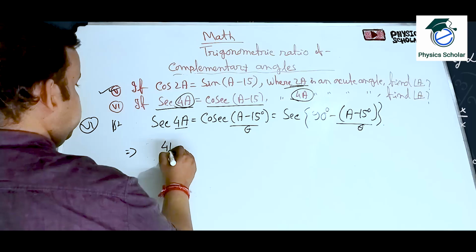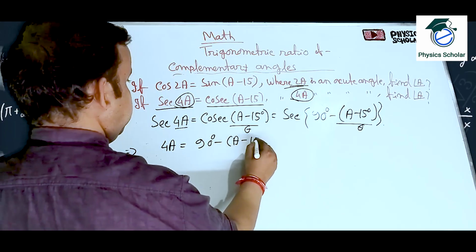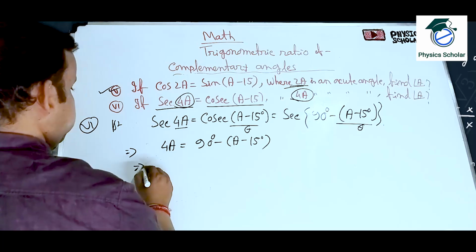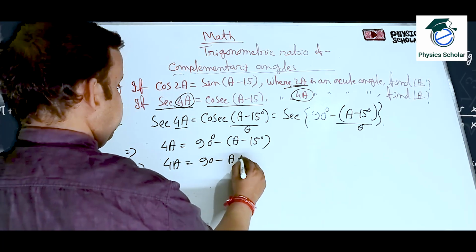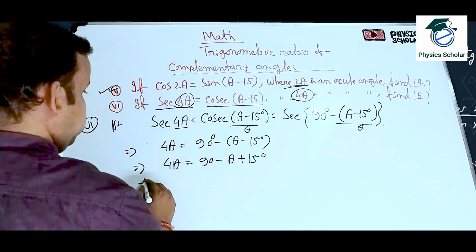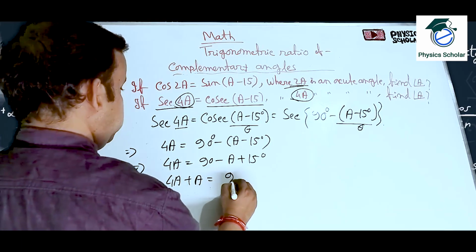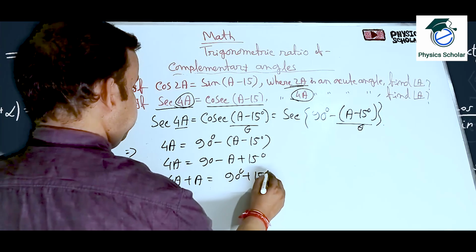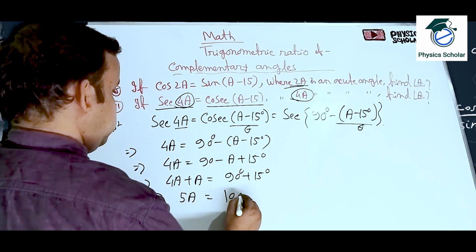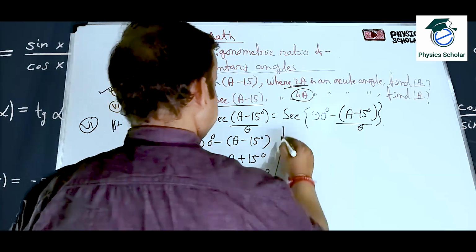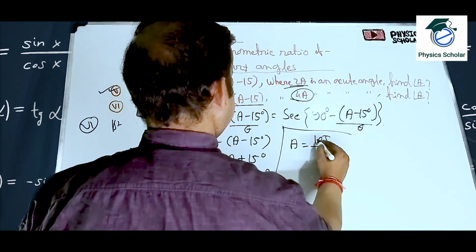So what can you write? 4A is equal to 90 degree minus A minus 15 degree. Okay. So 4A is equal to, changing the sign, A plus 15 degree. So that means what? 4A plus A is equal to 90 degree plus 15 degree. Okay. So that means what? 5A is equal to 105 degree. Very easy. So A is equal to 105 by 5.